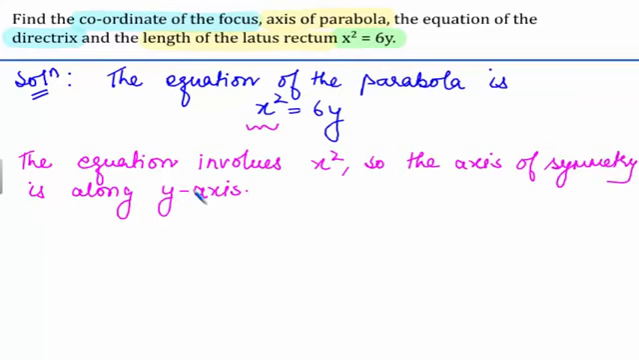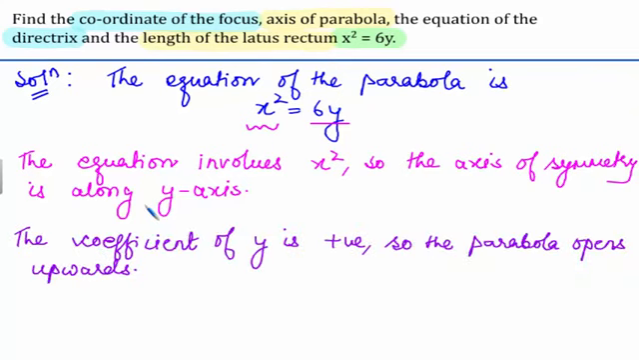So we can say that the equation involves x square, so the axis of symmetry is along the y-axis. Also from the equation we see that the coefficient of y, that is 6, is positive, so the parabola opens upwards. Since we know that if the coefficient of y is positive in the equation of a parabola which is symmetric along y-axis, the parabola will open upwards. Therefore, in this case also the parabola opens upwards.